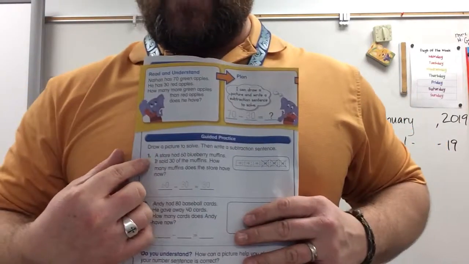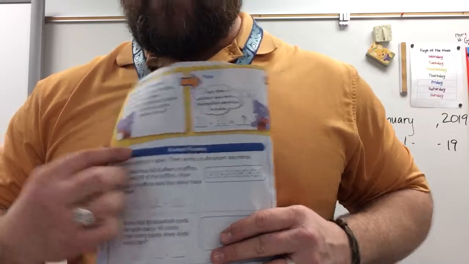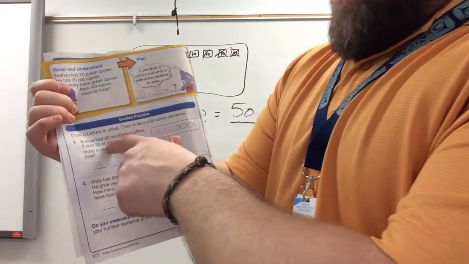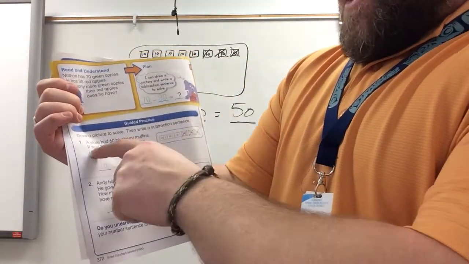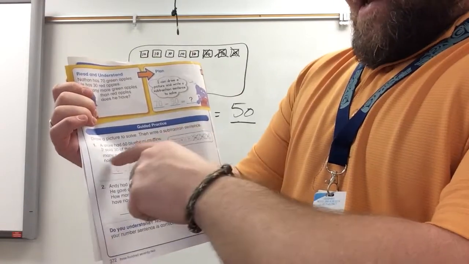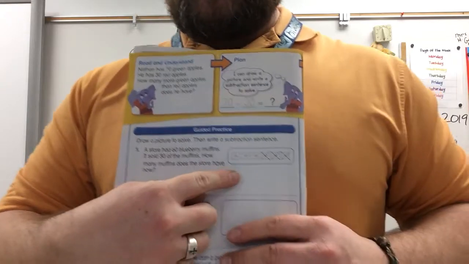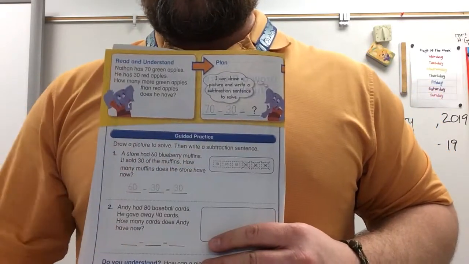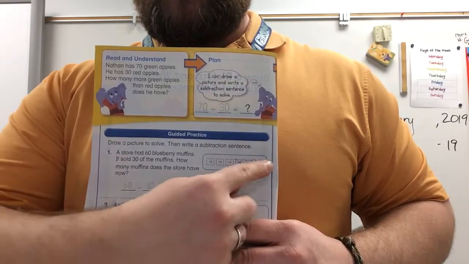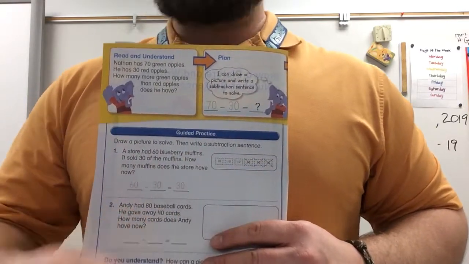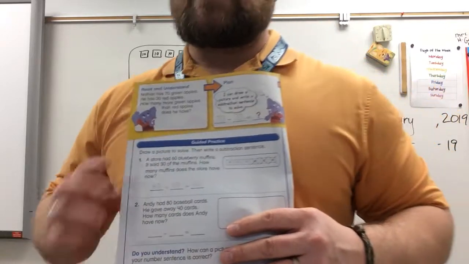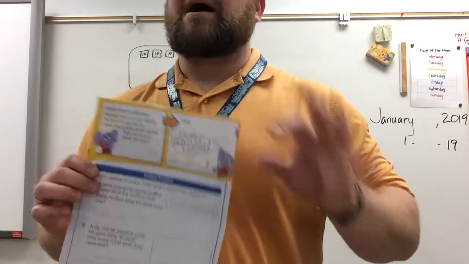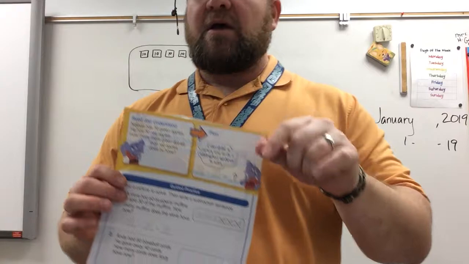This says, and you'll notice, it says, a store had 60 blueberry muffins. It sold 30 of the muffins. How many muffins does the store have now? So you could just look at the story, find the big number, and make that number. Then find the small number, cross out that number, and then essentially write your number sentence from that, okay? But I would rather you try at least to read the story, okay? Read the story that goes along with it.